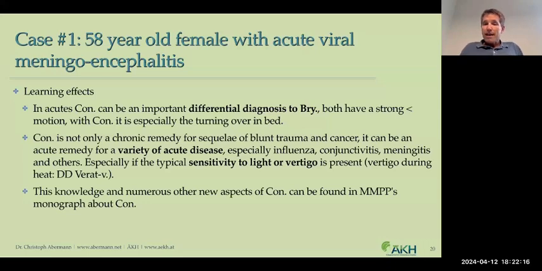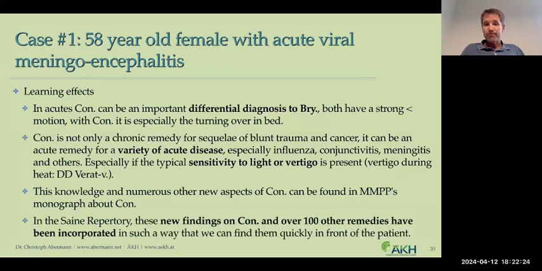And this knowledge and numerous other new aspects of conium can be found in MMPP's monograph about conium, and of course can be found in the new Saine Repertory. In the Saine Repertory, these new findings on conium and over 100 other remedies have been incorporated in such a way that we can find them quickly in front of the patient.